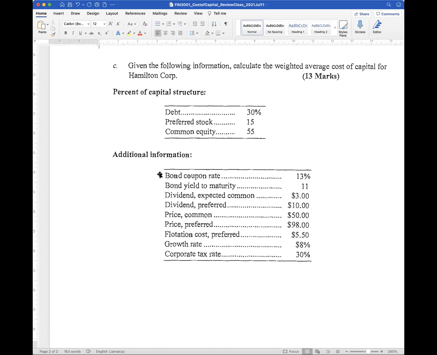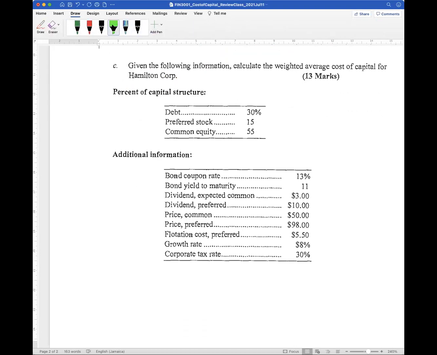All right, here's another one now that's very different. This one is more comprehensive. Notice we get the capital structure, and the capital structure is just the weights again. What's the proportion for each type of financing? That's all I mean by capital structure. So 30% debt, 15% preferred stock, 15.5% common stock. And as usual, it must add up to 100%, else something is wrong.